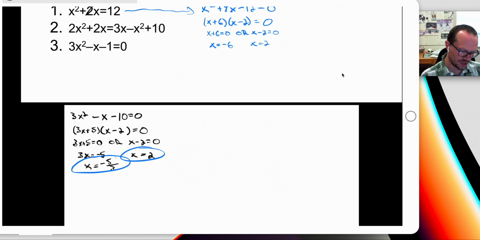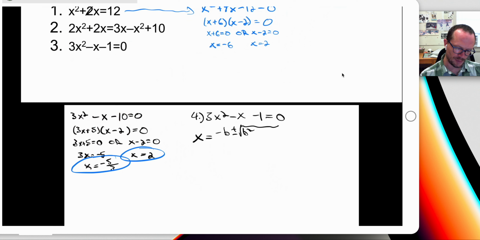Quadratic formula. If I change this equation just a little bit, you'll notice that this equation is really similar to this one. If we just change that 10 to a 1, we can no longer factor it. So we'll use the quadratic formula on that. Here's our fourth problem. 3x squared minus x minus 1 equals 0. The quadratic formula tells me that the solutions to this quadratic equation are given by x equals negative b plus or minus square root of b squared minus 4ac over 2a.